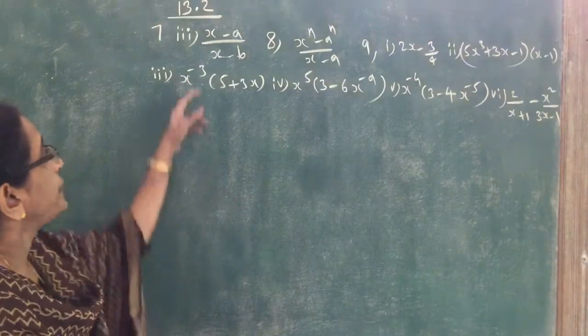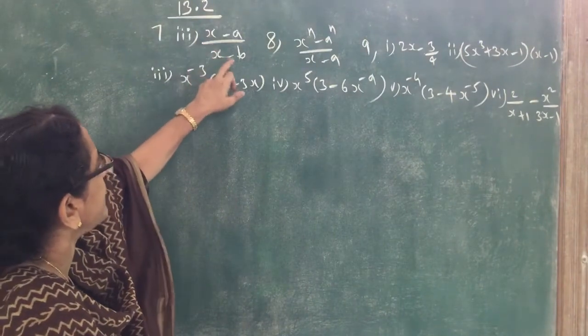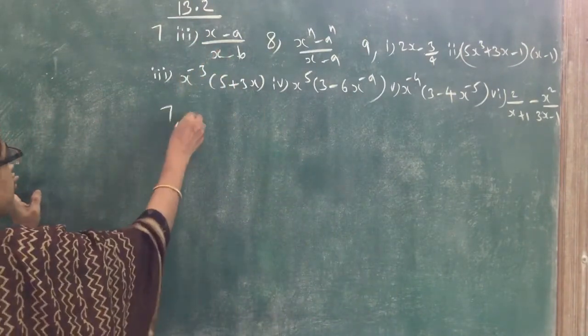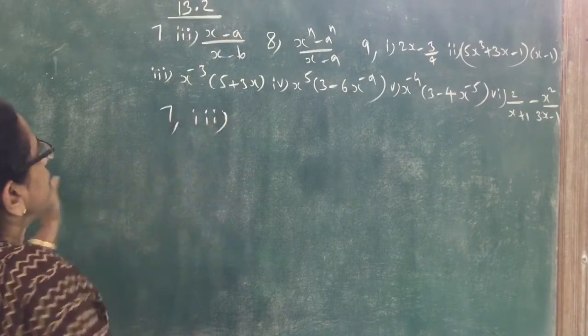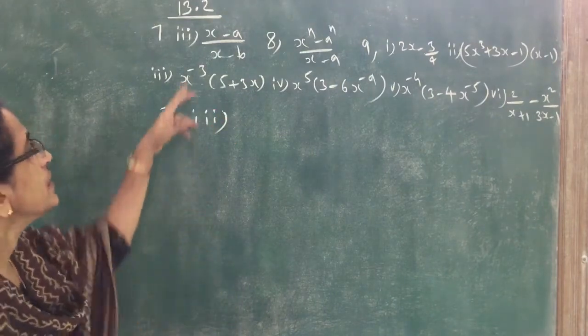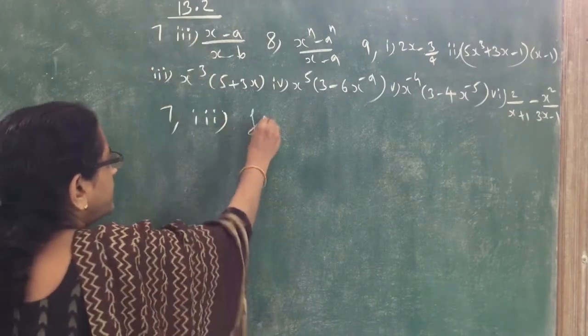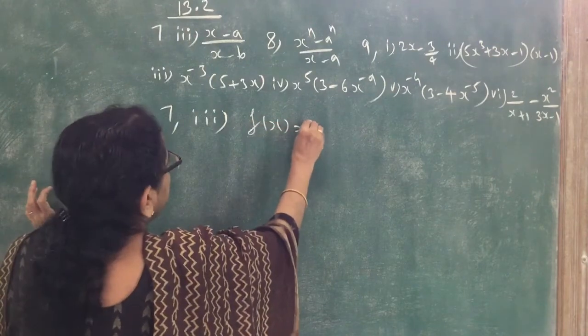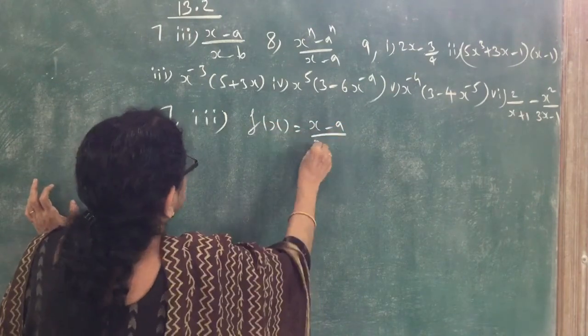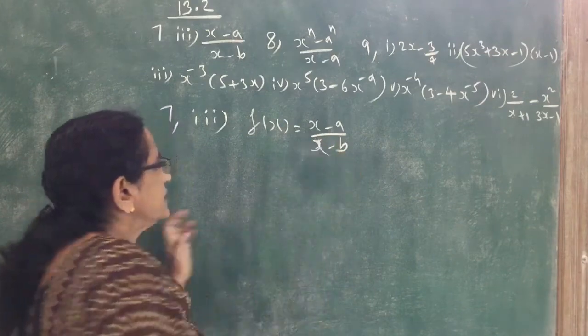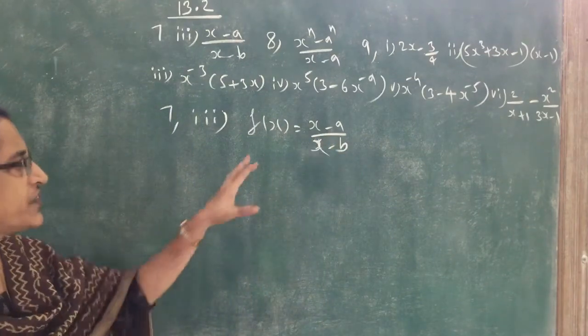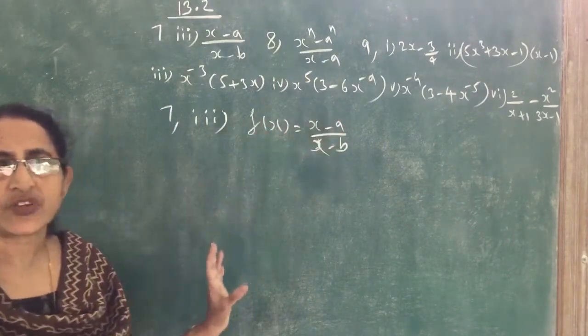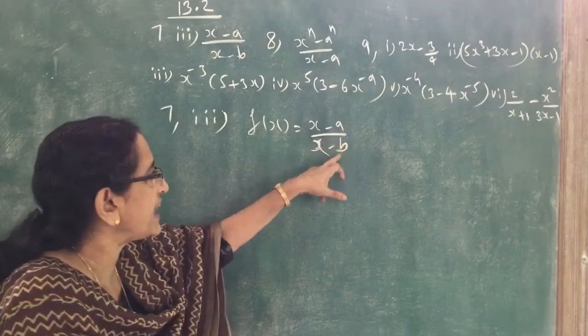13.271. We have to find the derivative of (x minus a) by (x minus b), given that a and b are constants. So f of x, the given function, we can write as f of x equals (x minus a) divided by (x minus b). That is the given function. We have to find the derivative of this function with respect to the variable x. Here a and b are constants.